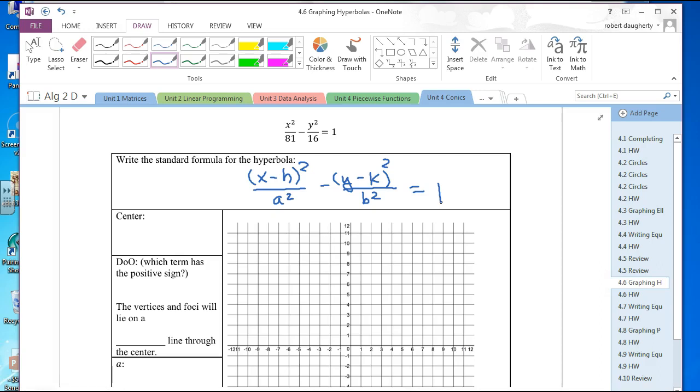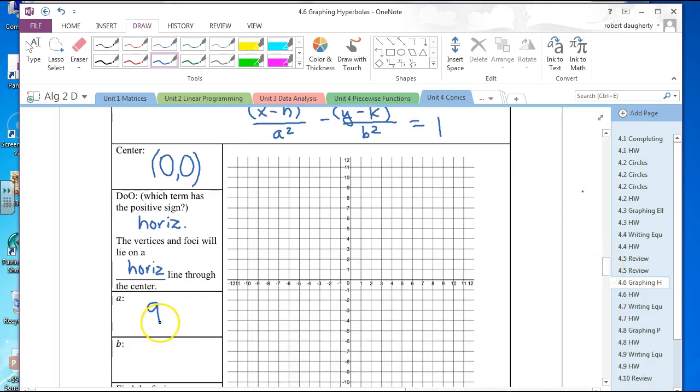Where's the center? This one is centered at 0, 0. And the direction of opening we've already talked about. This is horizontal because the term that has the positive is the x term. So the vertices and the foci will all lie on a horizontal line that goes through the center. What is a?